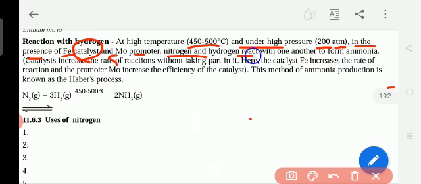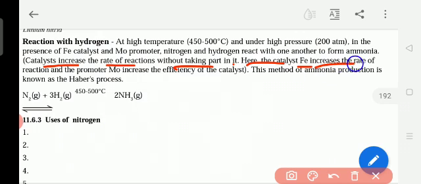Nitrogen and hydrogen react with one another to form what? Ammonia. Here they have given that a catalyst increases the rate of reaction without taking part in it, that means it is not involved in the reaction. Here the catalyst Fe increases the rate of the reaction and the promoter Mo increases the efficiency of the catalyst.